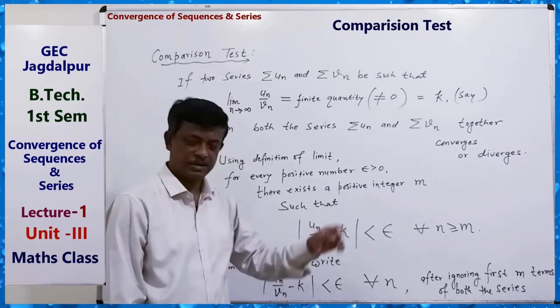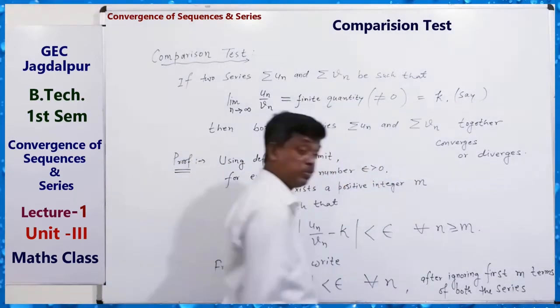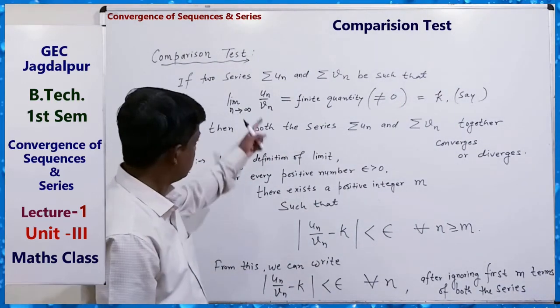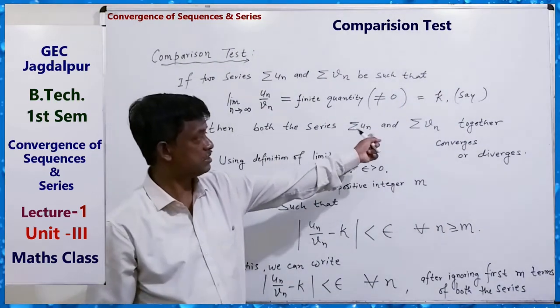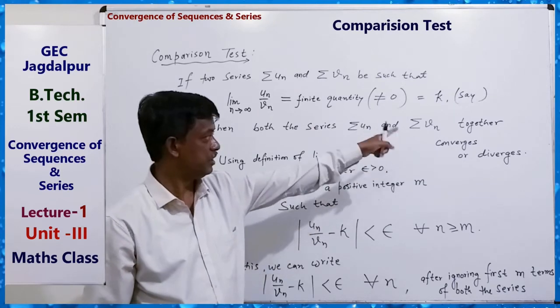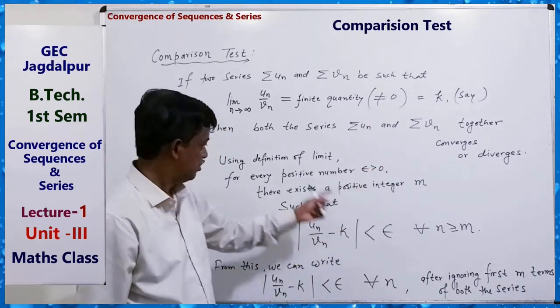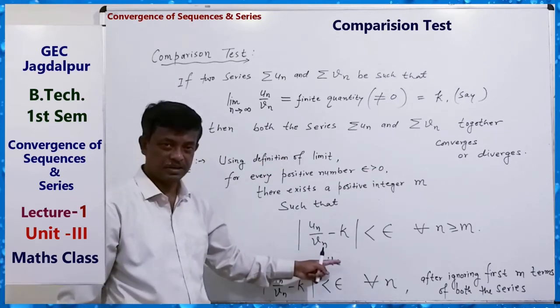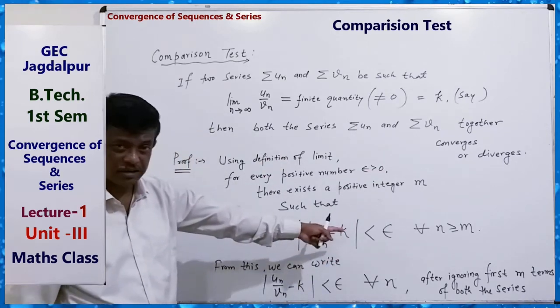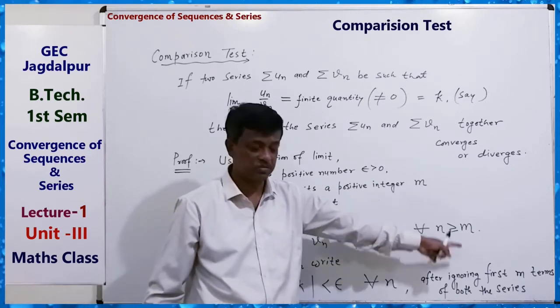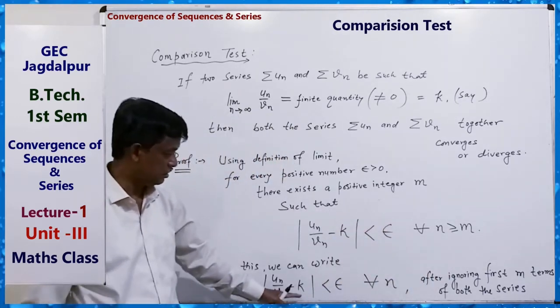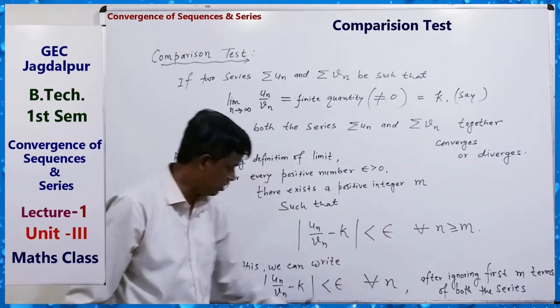From here, we just have to discuss convergence and divergence. Together converges, together diverges. If Bn converges, then Un converges. If Bn diverges, then Un diverges. This is from the definition of limit. From this definition, we just ignore m terms, then we get this relation. This is true for all n.